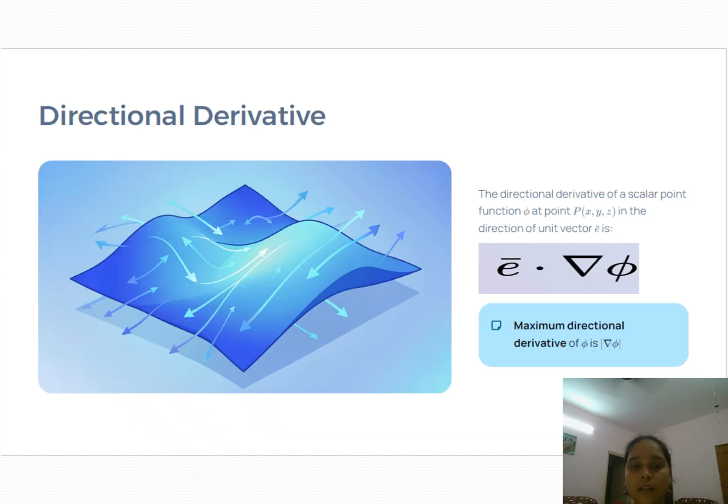Now, directional derivative. The directional derivative of a scalar point function phi at point P(x, y, z) in the direction of unit vector e bar is given as e bar dot del phi. Here, maximum directional derivative of phi is mod del phi. This is the formula of directional derivative.